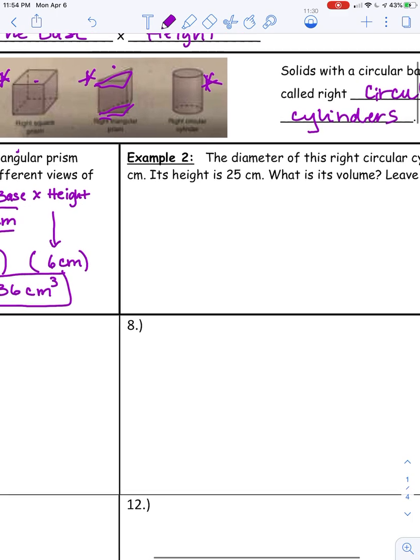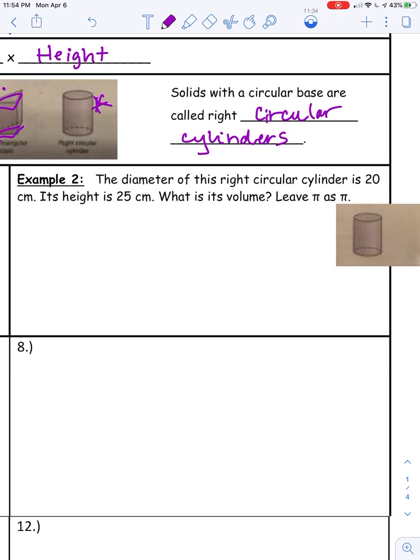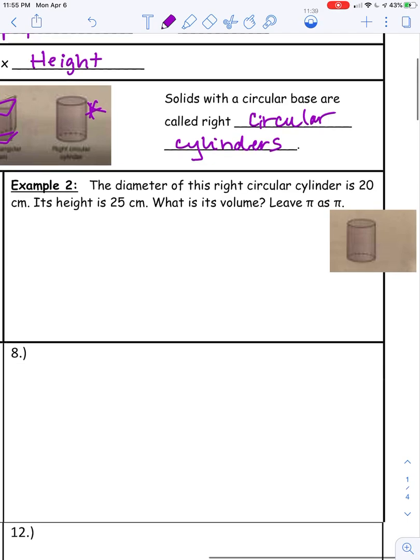Okay, now let's look at example 2. Example 2 is going to talk about the solid that we refer to as a circular cylinder. So I have a picture of a cylinder over here. Let's read what it says, as we need some dimensions on it. I have the picture but no dimensions, but the problem will tell us what we need to fill in here.